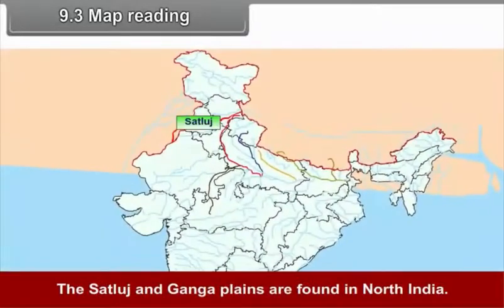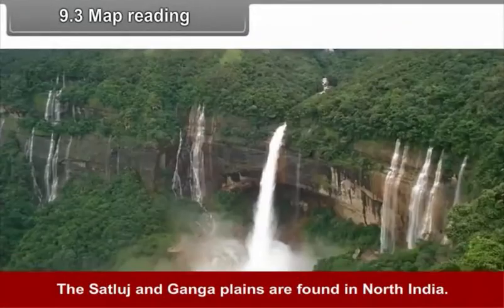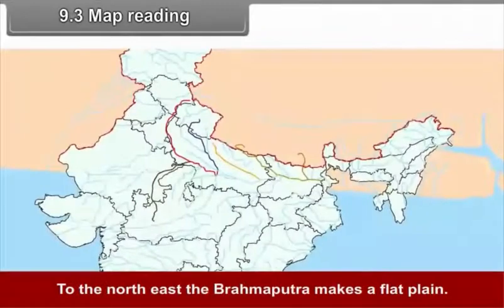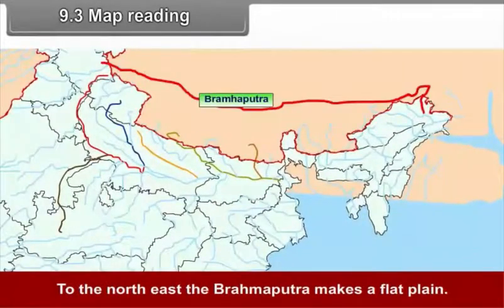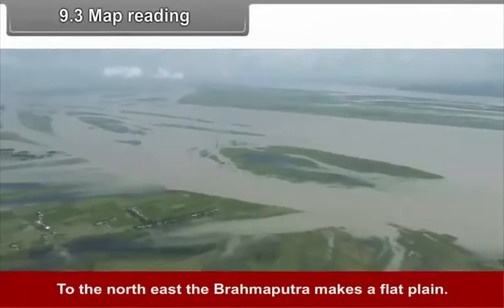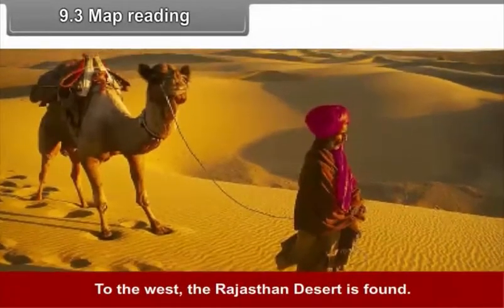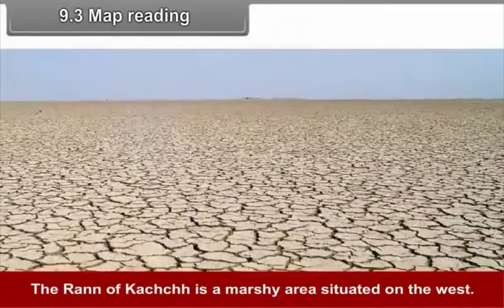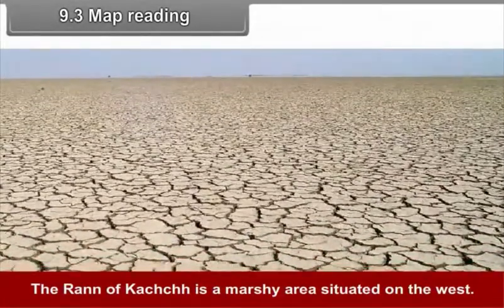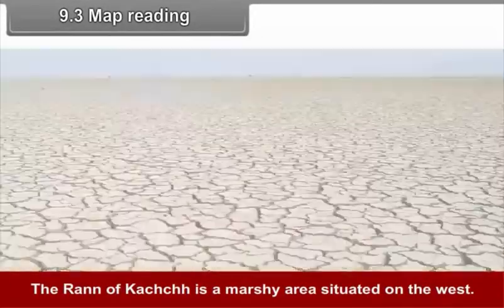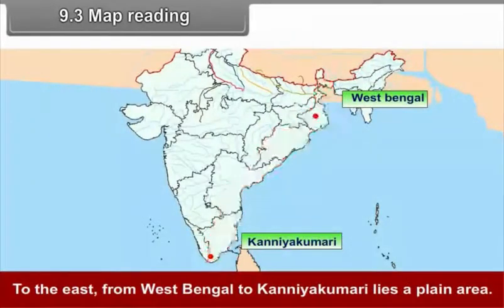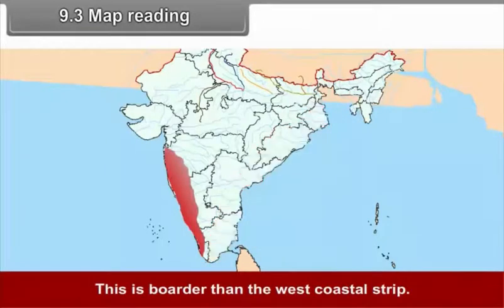The Satluj and Ganga plains are found in North India. To the northeast, the Brahmaputra makes a floodplain. To the west, the Rajasthan desert is found. The Rann of Kutch is a marshy area situated on the west. To the east, from West Bengal to Kanyakumari lies a plain area. This is broader than the west coastal strip.